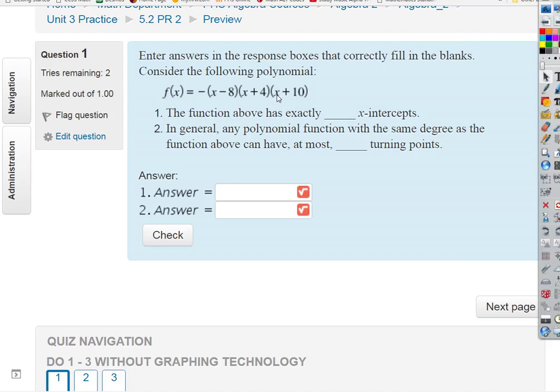That's all we care about. We don't need to know if it's positive or negative or any of that stuff. Just what's the biggest power. So if the degree is 3, then any polynomial that has a degree of 3 could have at the very most how many turning points? 2. 1 less than that, right? Okay, so the answers would just be 3 and 2.